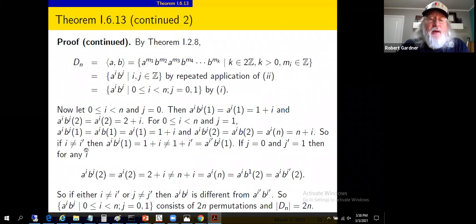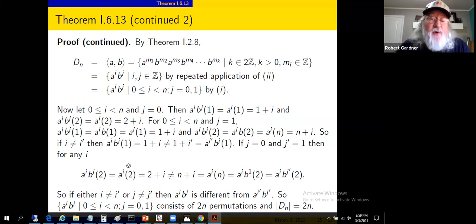If I doesn't equal I prime, so if we have different exponents on the A, look at A to the I, B to the j versus A to the I prime, B to the j. What we're going to get out for A to the I, B to the j of 1 is 1 plus I. We got 1 plus I out based only on the A. If we replaced that exponent with I prime, we get 1 plus I prime out. 1 plus I doesn't equal 1 plus I prime.